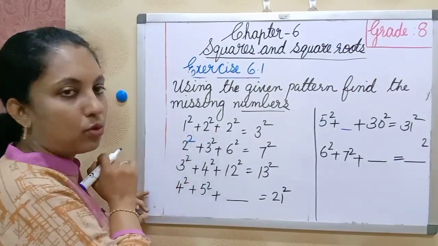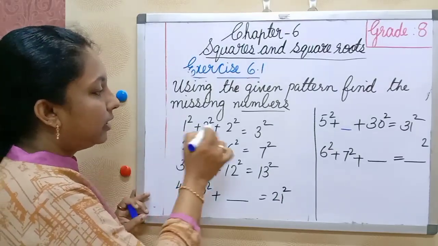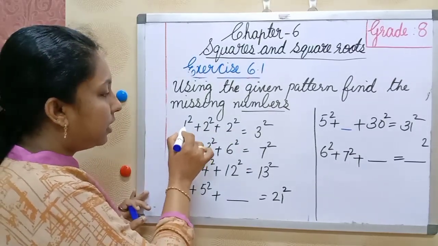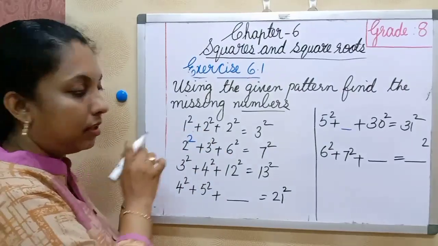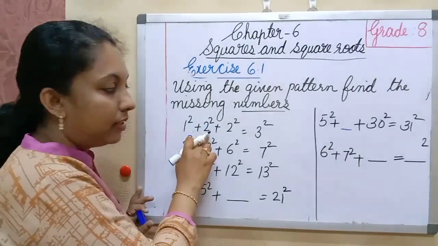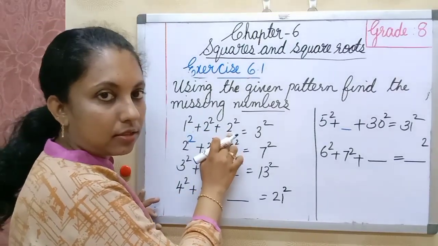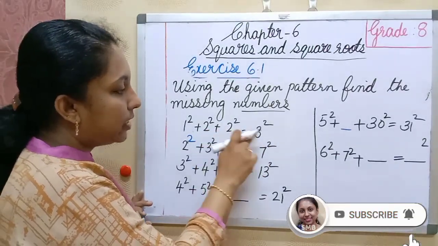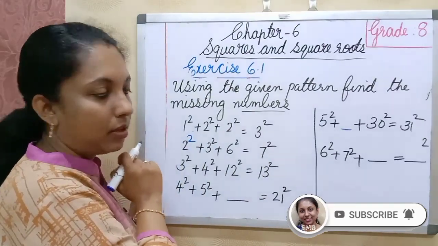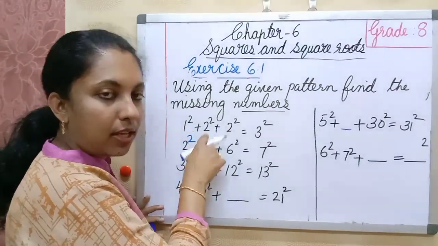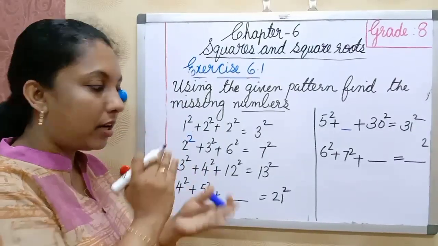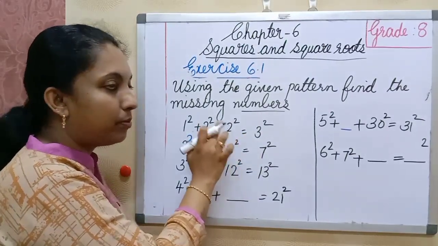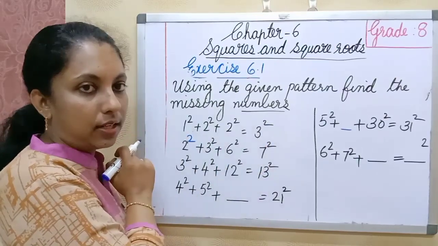Check the first two numbers. The third one is the square of their product. How do you know? First number into second number, that is 1 into 2, and then 2 square is the third term. And the answer, 2 plus 1 is 3, and 3 square is the answer. So multiply the first and second numbers, the square of that product is the third term. Then add 1 to that product, and the square of it is the answer.